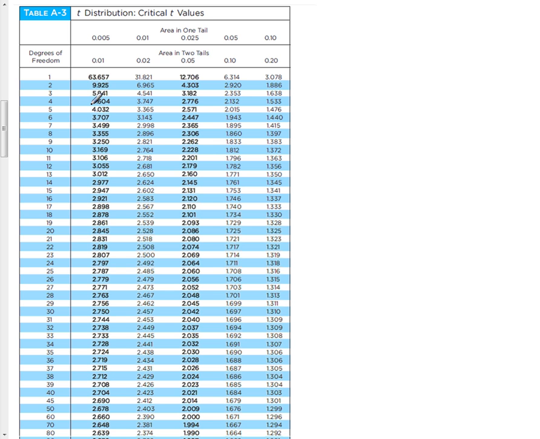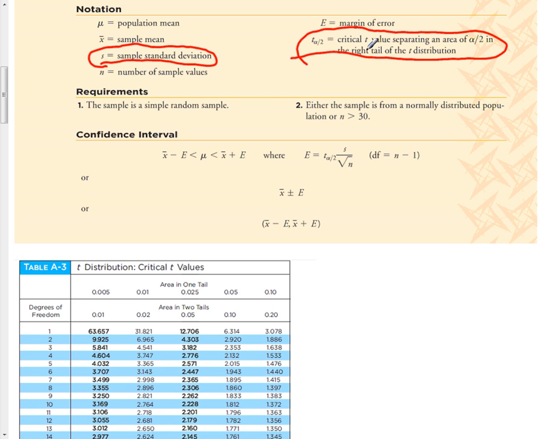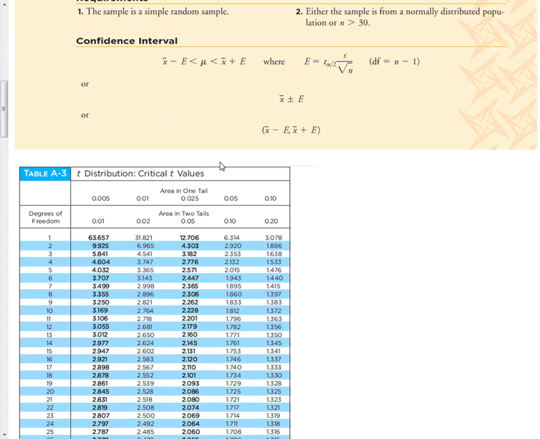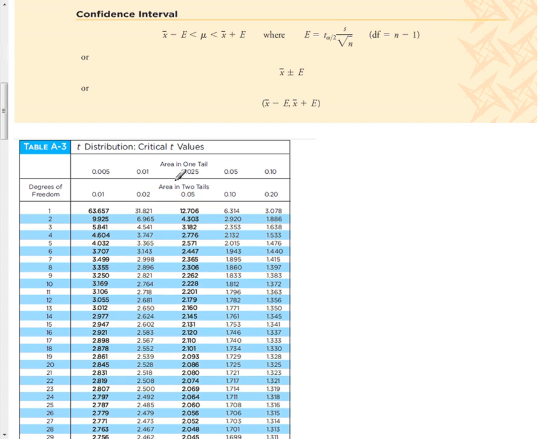We're looking for the area in the right tail. Notice critical value separating the area of alpha over 2 in the right tail of the t distribution. So we're only in one tail. So whenever we're finding a critical value, we're going to be looking at this row up here that has areas in one tail. It doesn't matter that it only says one tail because we're looking at the right tail, which is only one of them. What we're going to do is look for our value of alpha over 2 in this top row.